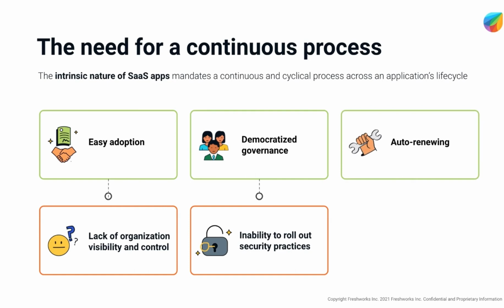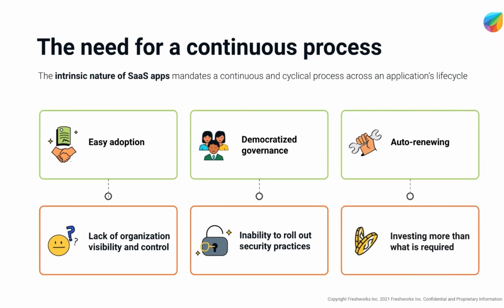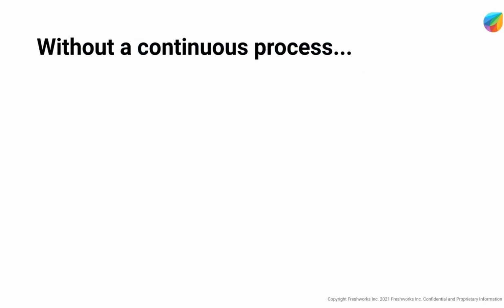Finally, they are auto-renewing in nature. This means if you start investing a certain amount of dollars on a particular application, this is going to be paid year on year or month on month automatically. So without having a continuous process to observe the usage patterns, you cannot really optimize this investment that is going into SaaS applications for its best usage. What happens is you might be investing more than what is required.